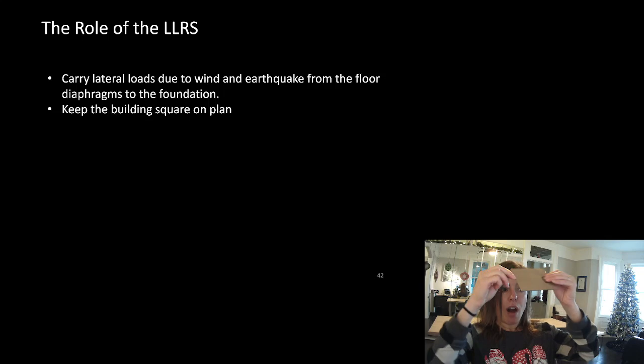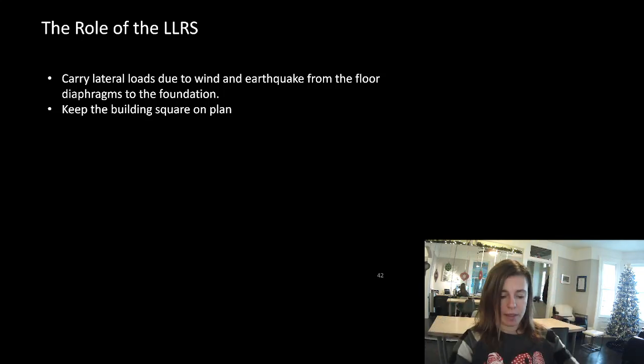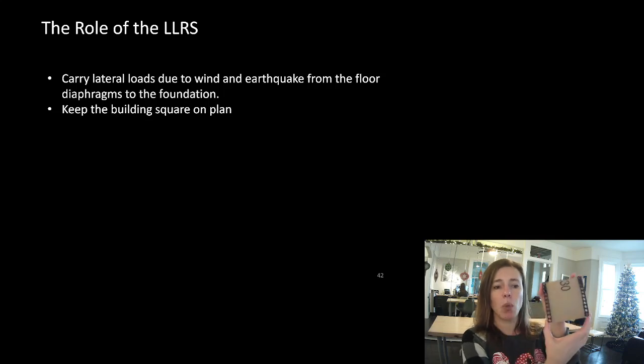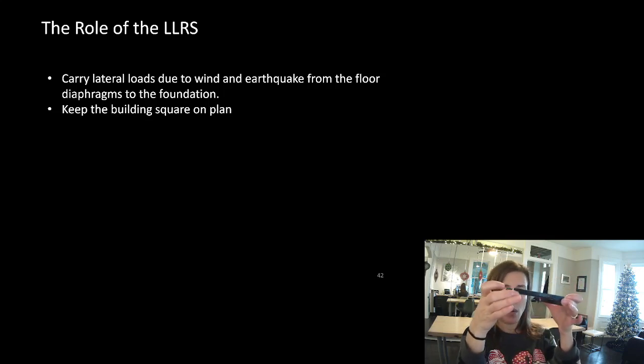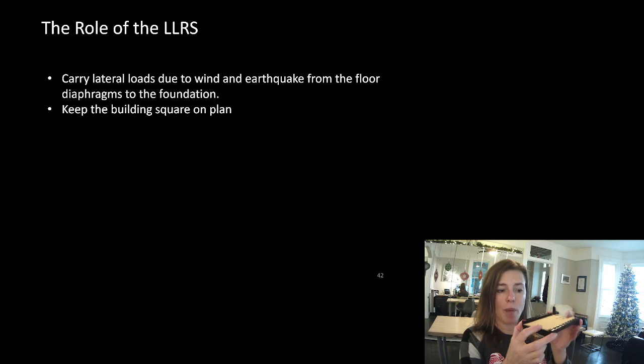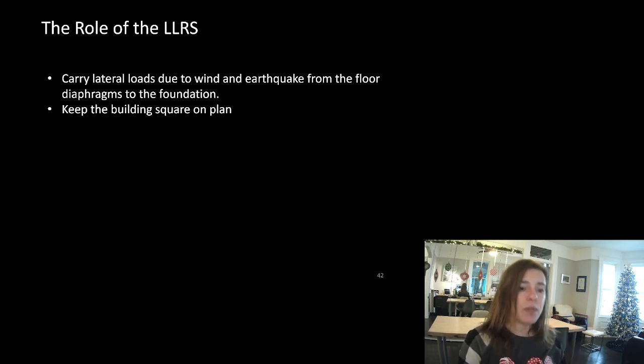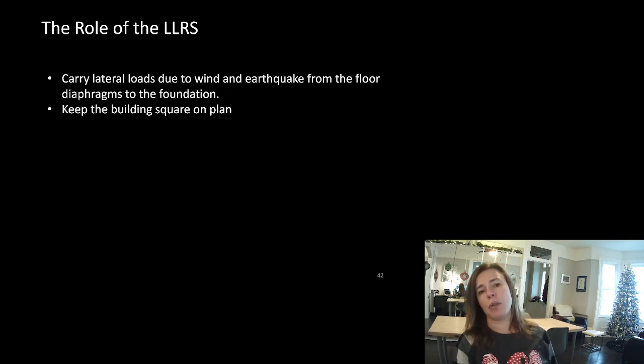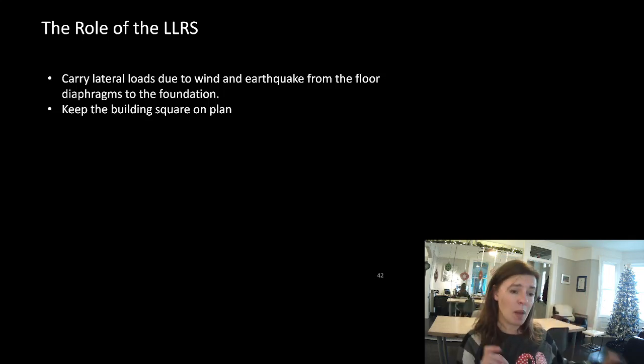So our floor diaphragm is very similar to our shear wall, except now in plan, we've stopped this from trying to skew. Most of the time when we're talking about our lateral load resisting system, we're talking about our walls. But it is important to remember that our floor diaphragm is part of our lateral load resisting system as well.